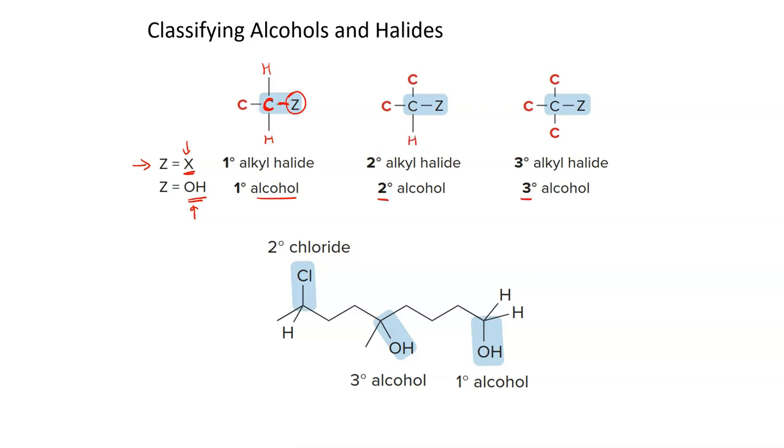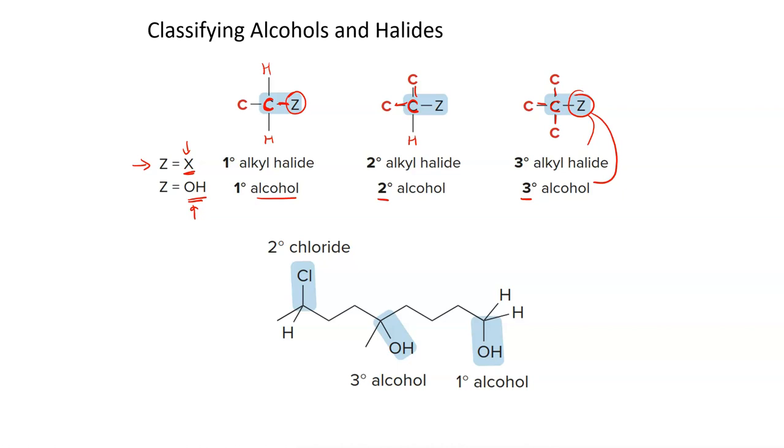So again, for this second one, this carbon is attached to two carbons. That means it's a secondary carbon, which means it's a secondary alkyl halide or alcohol. The third example is a tertiary carbon because it's attached to three other carbons, which means that this group is either a tertiary alkyl halide or a tertiary alcohol.